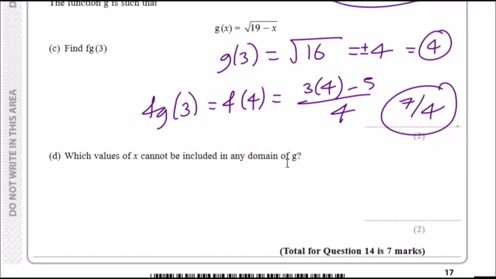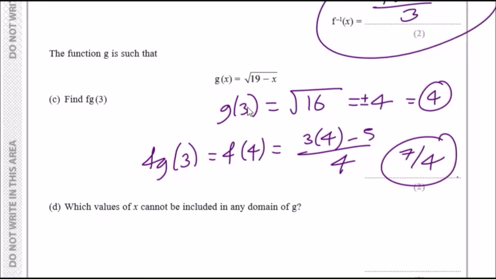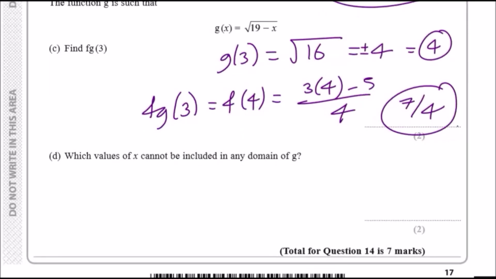Now, here's the final bit. This is just your understanding. Which values of x cannot be included in any domain of g? This is talking about when you look at this function, what values of x can we not use? Well, we're dealing with a square root function, and we should know that in a square root, you cannot have negative values inside. So looking at this, 19 minus x cannot be less than 0.